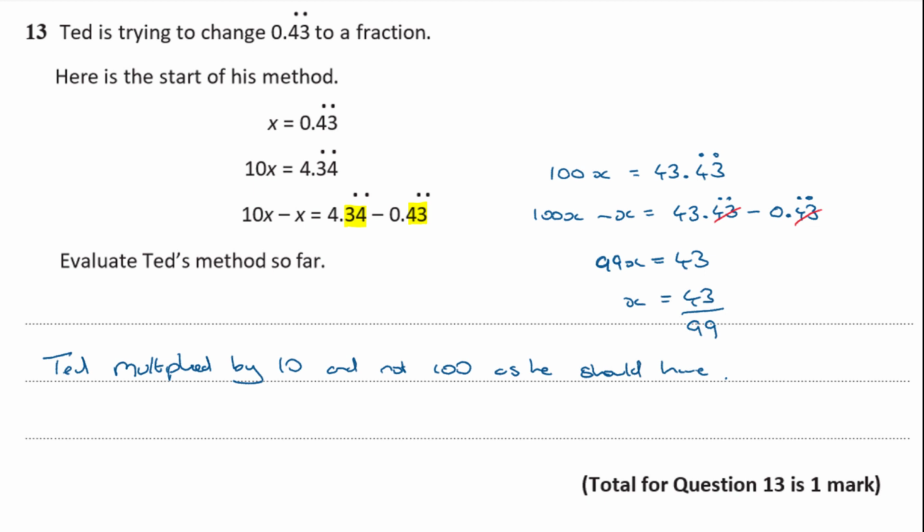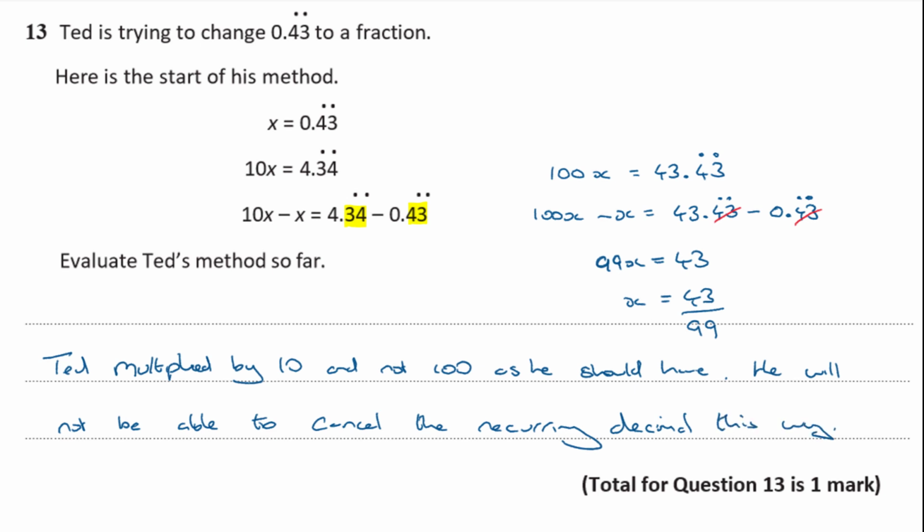And the reason it isn't going to work is because subtracting 4343 from 343434 is not going to cancel. So I'm going to say he will not be able to cancel the recurring decimal this way. I think actually what I did there when I showed the right answer was probably a better explanation than what I've written down in words. Actually, you can just do maths as part of your explanation. It's perfectly acceptable. It's a maths paper.